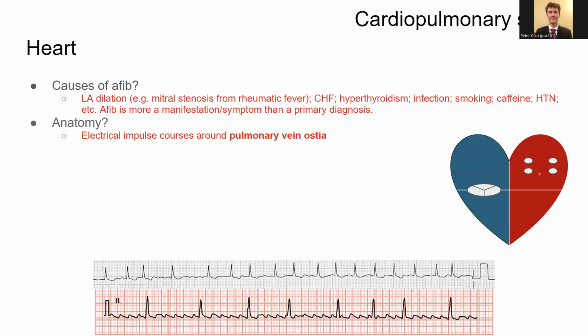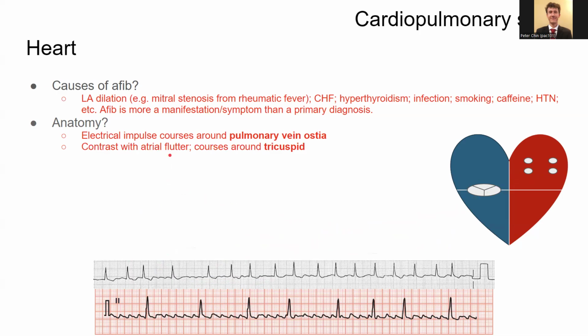And so that produces an irregular baseline that you can see on the EKG, but it also produces an irregular ventricular rhythm, which again you see on the EKG.